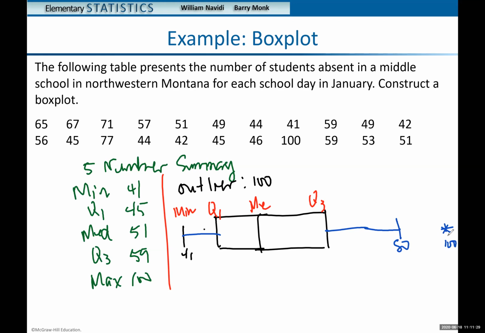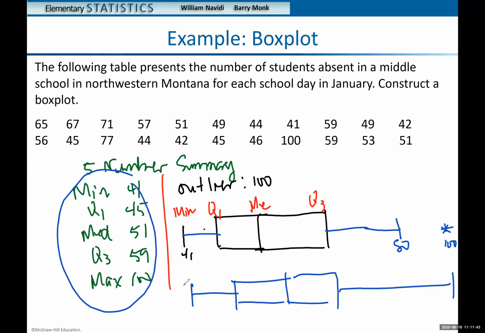If you don't have an outlier, it's going to be something like this. Whatever 5-number summary you have, this is going to be the minimum and this is going to be the maximum, and then Q1, median, and Q3. So this is a box plot without an outlier. This example has an outlier of 100, so the last number here is the upper boundary, and you have a dot here for the outlier.